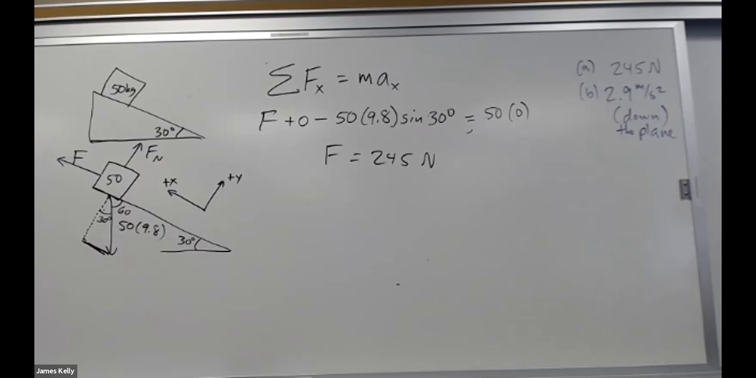Okay, so I have to push that hard to keep it moving at constant velocity, or even have to push that hard to keep it at rest. That's another case of constant velocity, right? Now in B, suddenly we start pushing with only 100 newtons. What's going to happen if suddenly I decrease the force I'm pushing with to only 100 newtons?